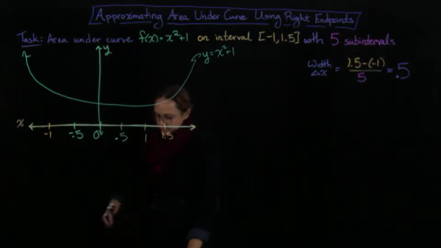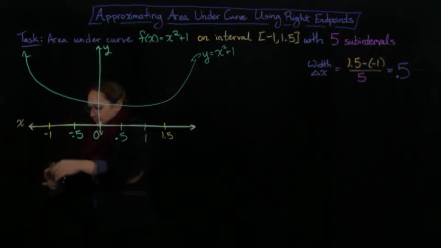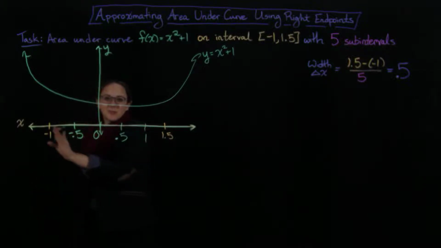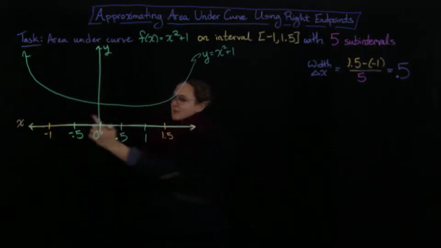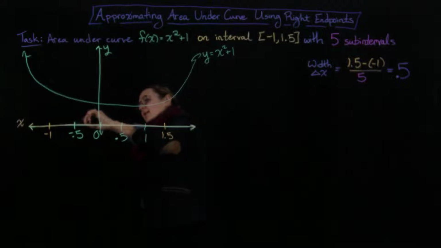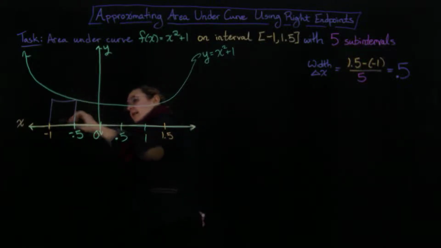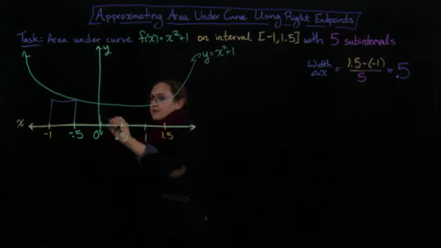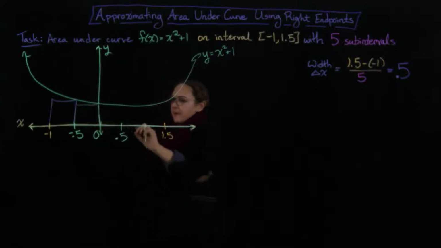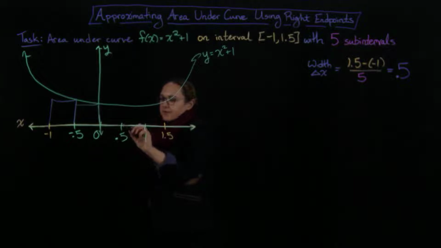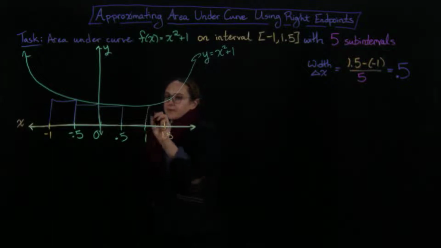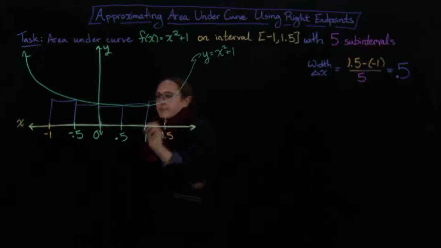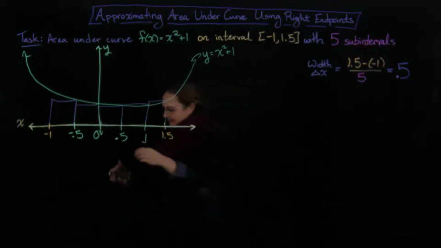Now, we were going up and over before with left endpoints, and now we're looking at the right endpoints. The right endpoint of this interval is minus 0.5, so I go up and then over and down. For this one, the right endpoint is 0, so I go up and over and down. The right endpoint of this interval is 0.5, then for this subinterval it's 1, and for this one it's 1.5. Then these are the areas that we look at.